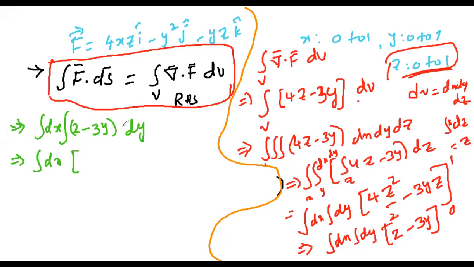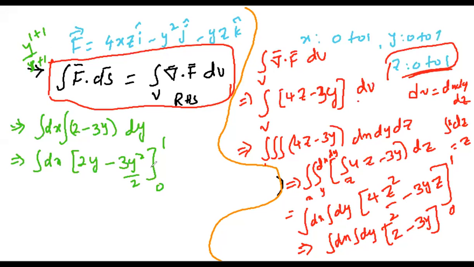What is the integral here? 2 dy gives 2y, minus 3y squared by 2, and the limits are 0 to 1. Whenever you have a constant, it is going to be y. Here y power 1, so y power 1 plus 1 by 1 plus 1, that is y squared by 2.